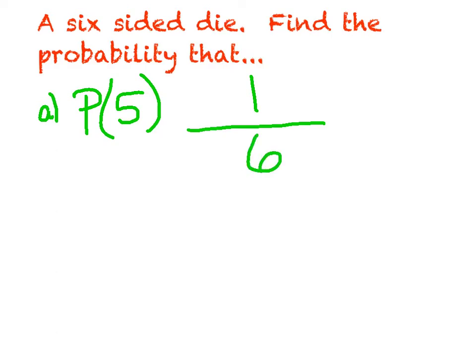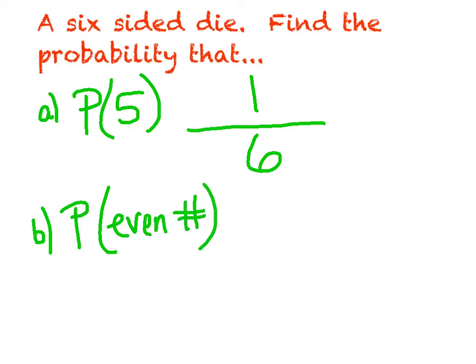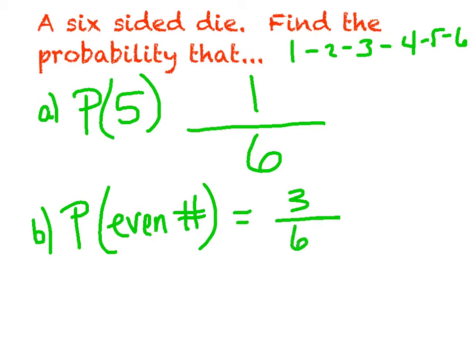Remember, you can write it as a fraction, decimal, or percent, but fraction's probably the easiest way. Letter B. Let's say we want the probability of an even number. How many even numbers? I've got the numbers 1, 2, 3, 4, 5, and 6. How many of them are even? Well, hopefully you're thinking 2, 4, and 6. So that's 3 even numbers out of a total of 6 numbers. And of course we could reduce that to 1/2.